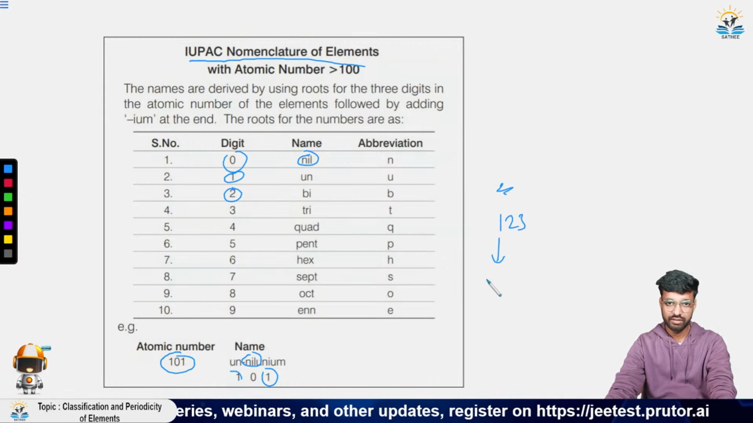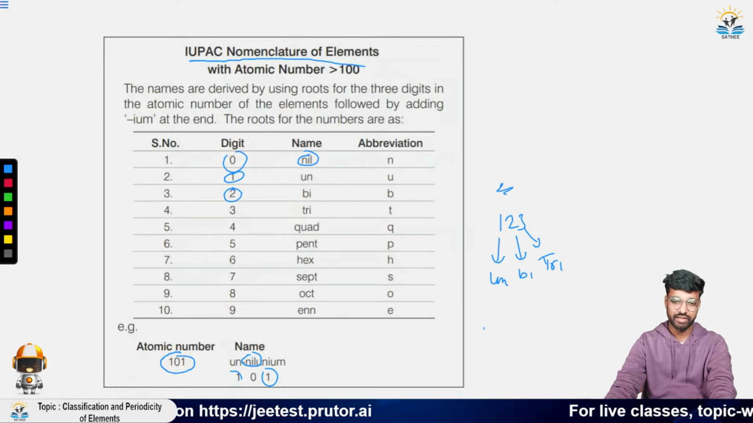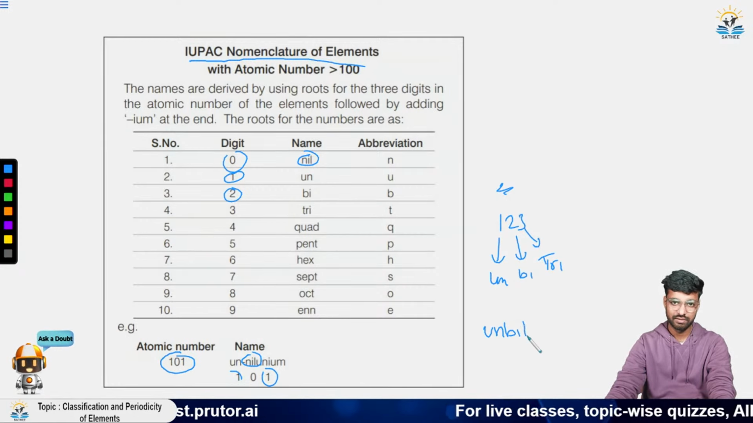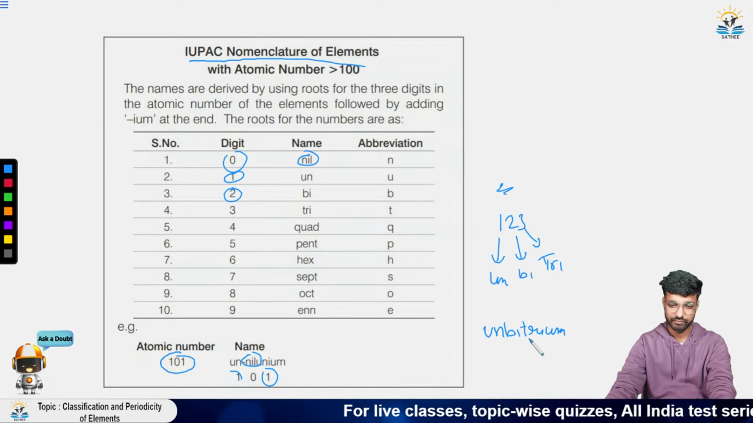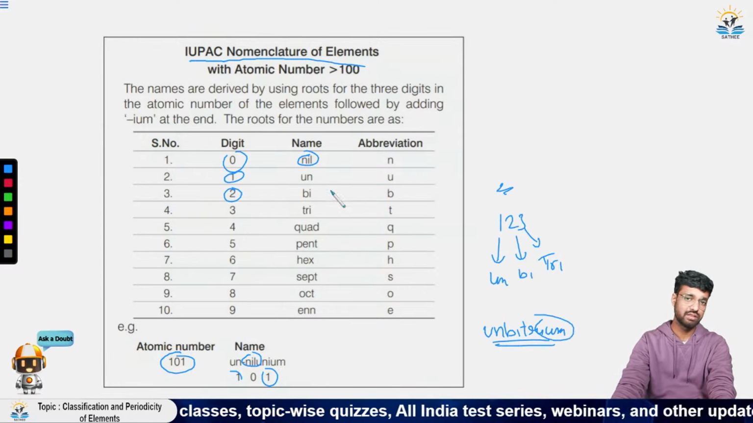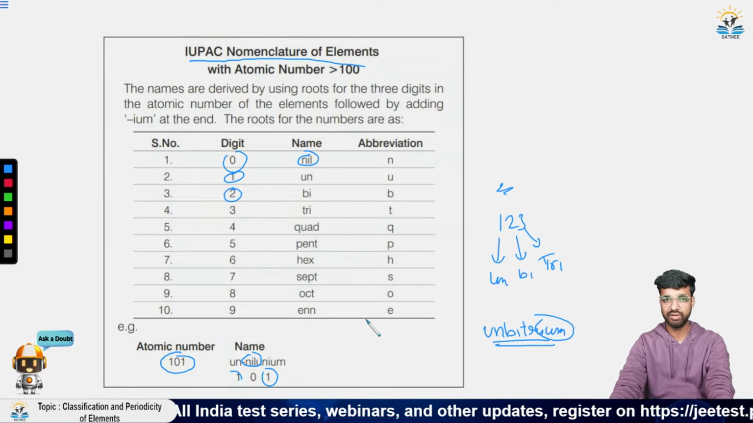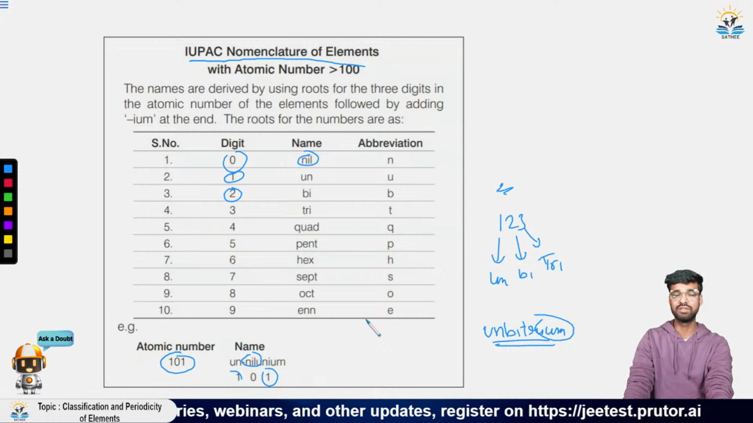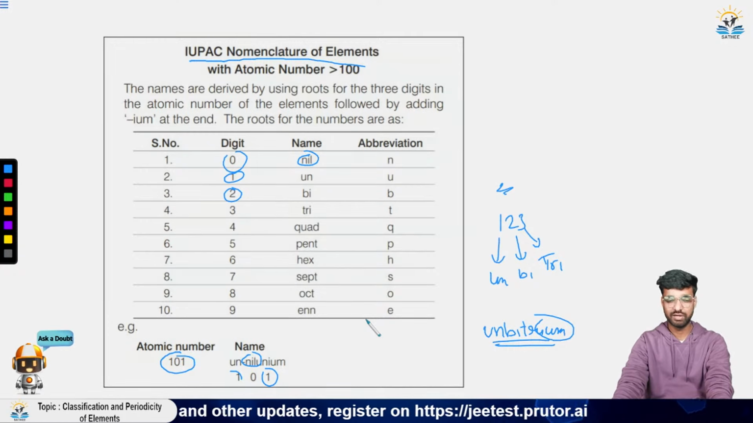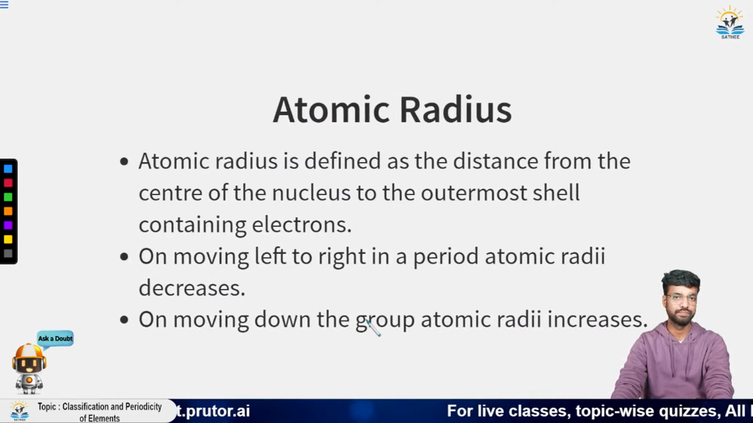For 1 we know it is un. For 2 we have bi. For 3 we have tri. So we will set it as un, bi, tri. In this way you just add the root ending, and each and every digit has its code. Now you can name this element very easily. This is a silly thing to remember, but it can be of importance sometimes. If it is asked in the exam, you can directly secure marks.